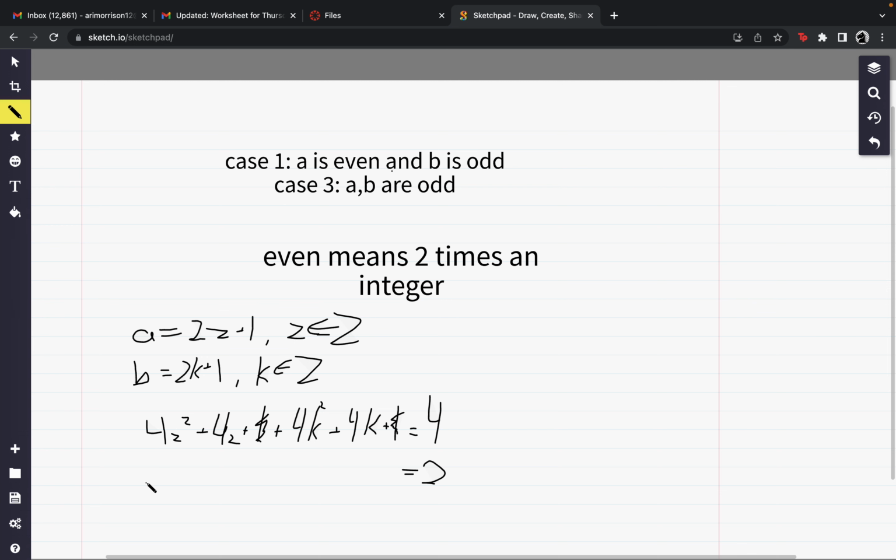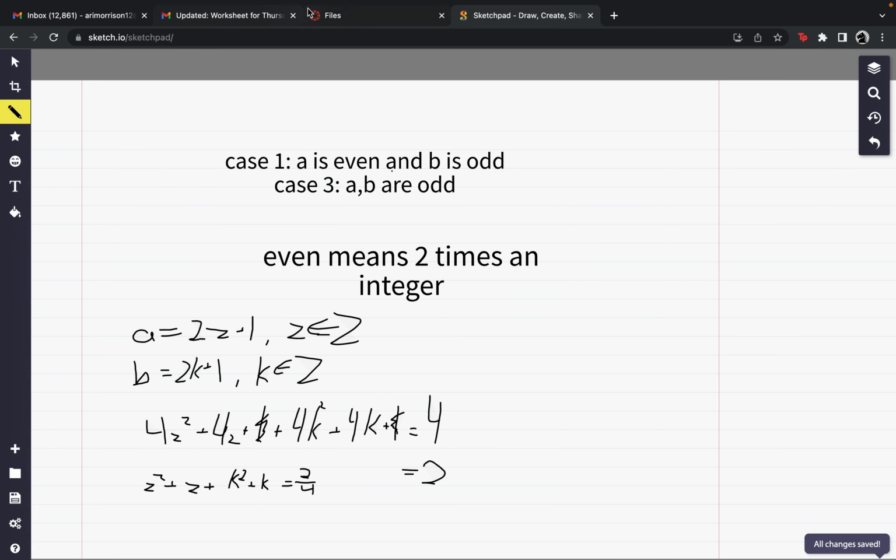And so we'll end up with z squared plus z plus k squared plus k. And we have to understand that this is an integer because k and z are both integers, equals 2 over 4. So we just divided everything by 4. And that gives us a non-integer on this side and an integer on that side.